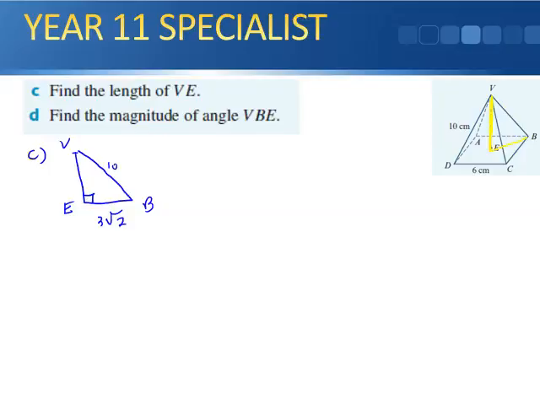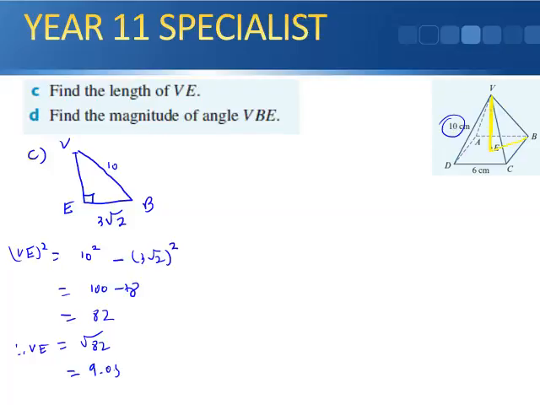V to B is 10, because they show us that on the diagram, all those lengths are 10. So then we've got V to E all squared equals 10 squared minus, because remember we're finding a length here, 3 square root of 2 all squared. So we've got 100 minus 18. So we've got 82. And then therefore V to E, take the square root of 82. And we've got 9.0553. Again, I won't write it all in words. I mean, guys can do that.